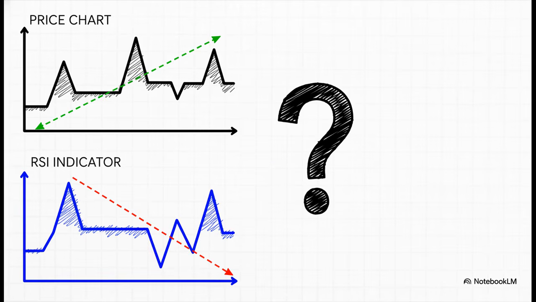But then you glance down at your RSI indicator, and it's painting a very different picture. Instead of making a new high right along with the price, it's actually making a lower high. The momentum, the energy behind the move, is getting weaker even as the price itself is climbing. That disagreement, that conflict, is exactly what we call divergence.